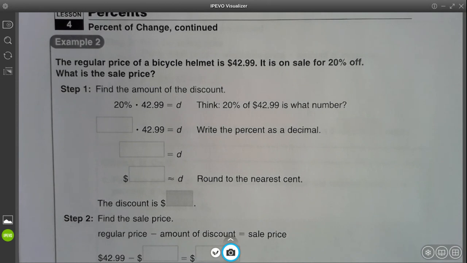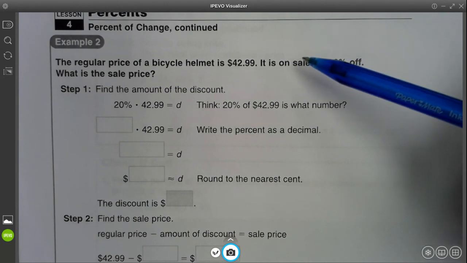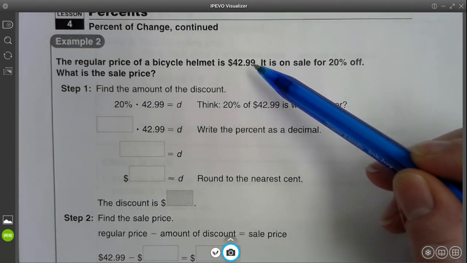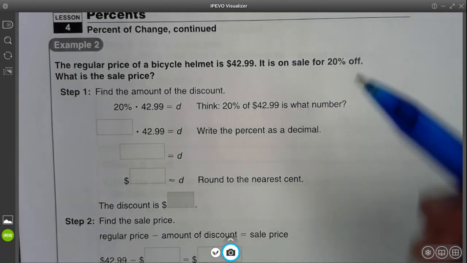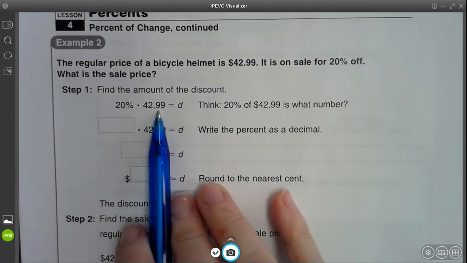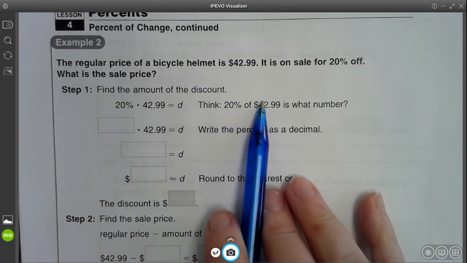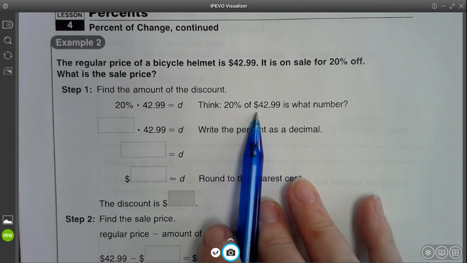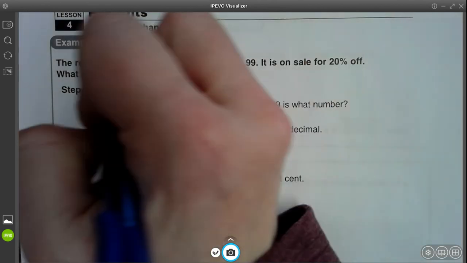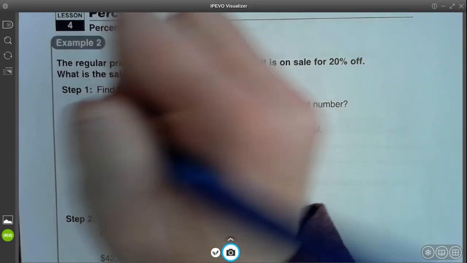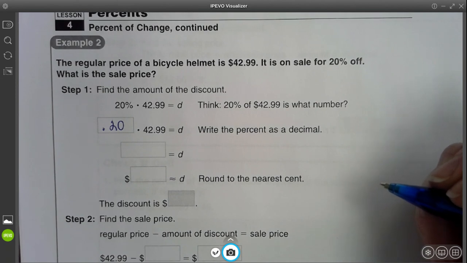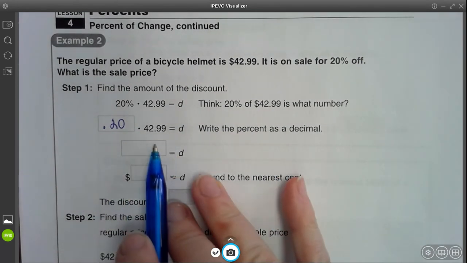All right, this next one says the regular price of a bicycle helmet is $42.99. It's on sale for 20% off. What is the sale price? Okay, so first of all, with this problem, it's 20% off of the original amount. So first we have to multiply to find the discount. 20% of $42.99 is what number? So again, we have to change this 20% to a decimal first. This is just like we did in the last section. And we're going to go ahead and multiply.